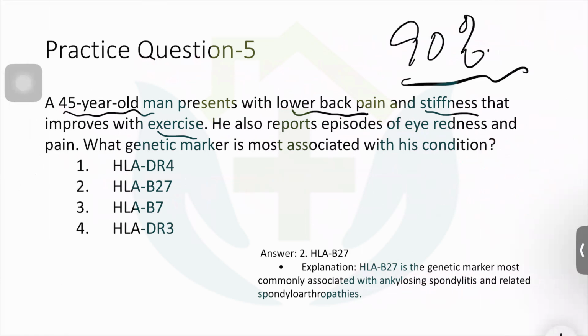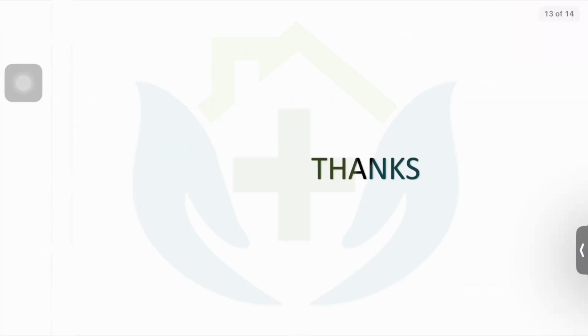A 45-year-old man comes with lower back pain and stiffness that improves with exercise. He also reports episodes of eye redness and pain. What genetic marker is the most associated condition? It is 27. HLA-B27.